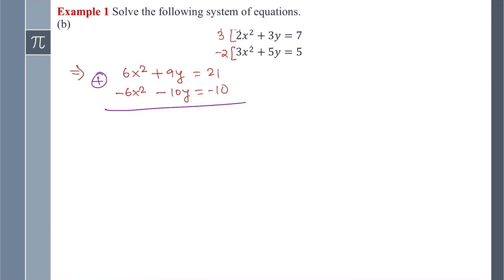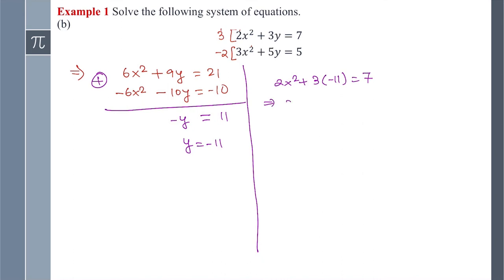When we add them, 6x squared minus 6x squared is 0, and 9y plus negative 10y is negative y, equals 11. If we divide by negative 1, we get y equals negative 11. Now we take this and substitute into one of the equations above. Let's substitute into the first equation: 2x squared plus 3 times negative 11 equals 7, and this is 2x squared minus 33 equals 7.